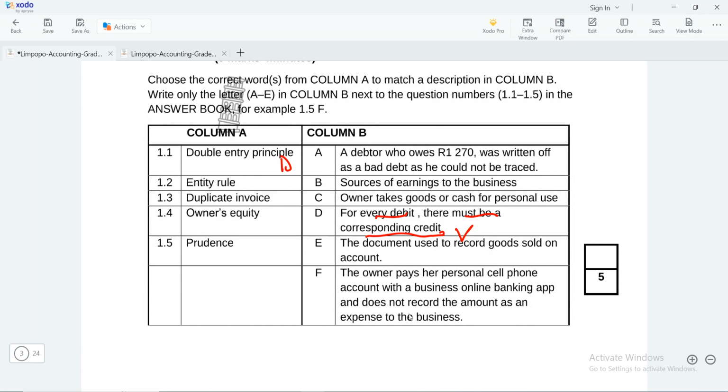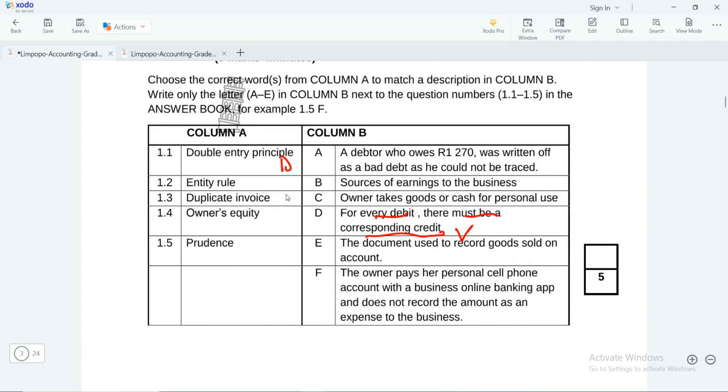So I normally advise learners to say whenever you do these things, you need to make sure that you use the elimination rule. So if I was you, I'll wait a little bit on the entity rule and just look at the ones that are more relevant. Next, we have duplicate invoice.